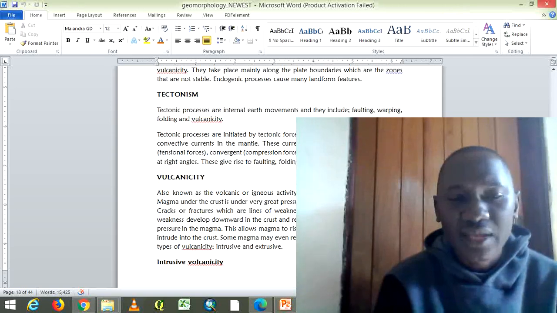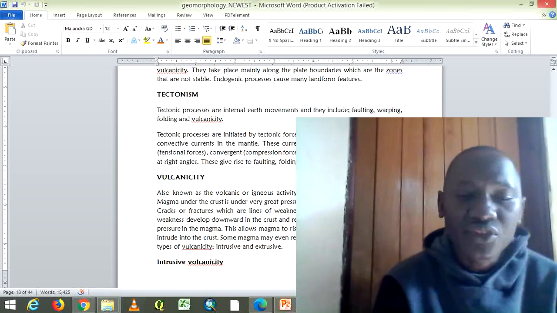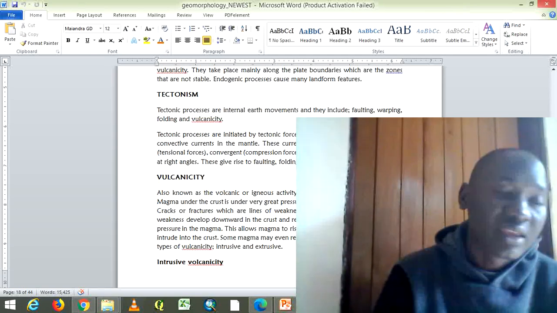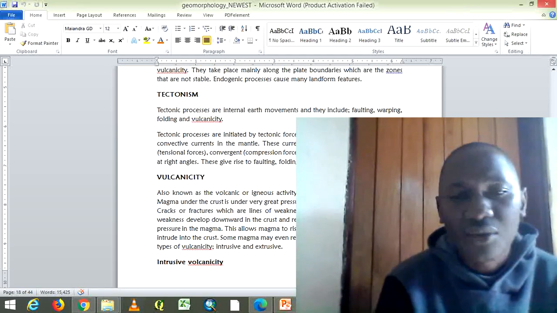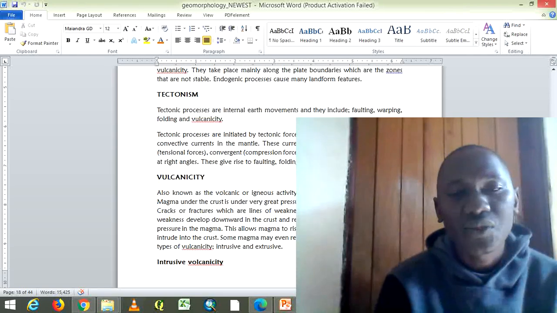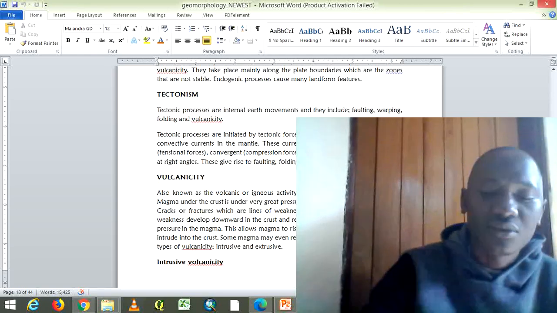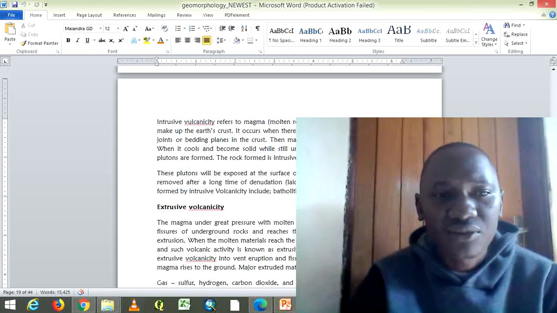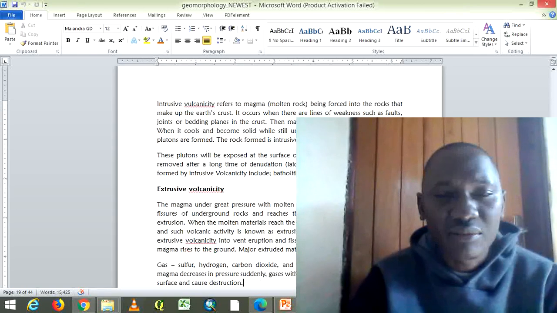Therefore, these lines of weakness develop downward in the crust and reach the magma. And the magma, which is already ready to move with a lot of pressure, high temperature, and a lot of gases, eventually utilizes these lines of weakness. Like I did mention last time, volcanicity is either onto the surface of the earth, which gives birth to extrusive volcanicity, or into the earth's crust, which gives birth to intrusive volcanicity. Intrusive volcanicity refers to magma or molten rock being forced into the rocks that make up the crust. It occurs when lines of weakness, such as faults, joints, or bedding planes, are present in the crust.